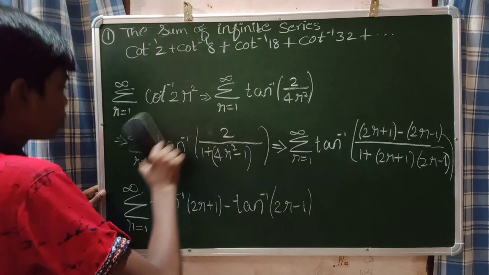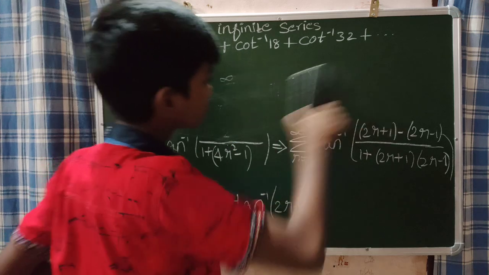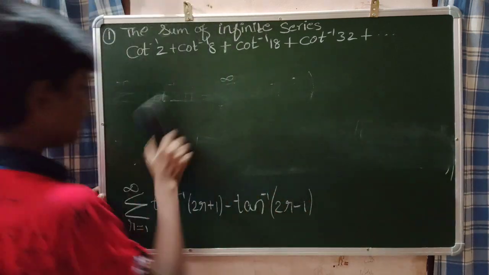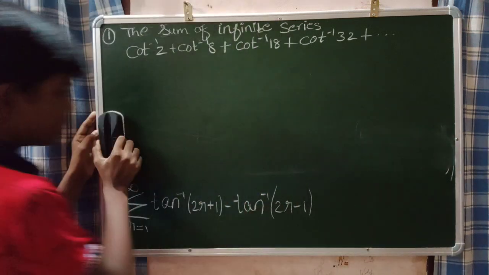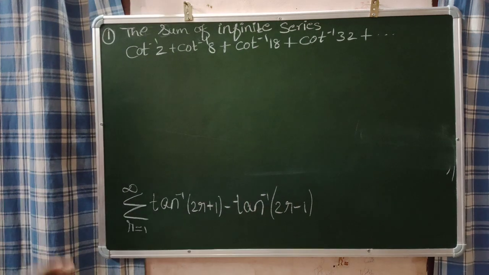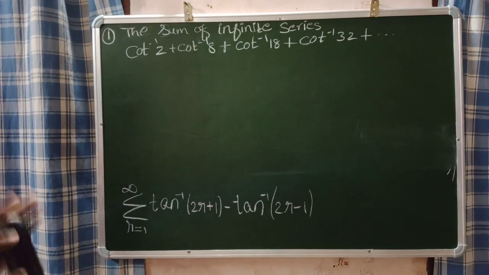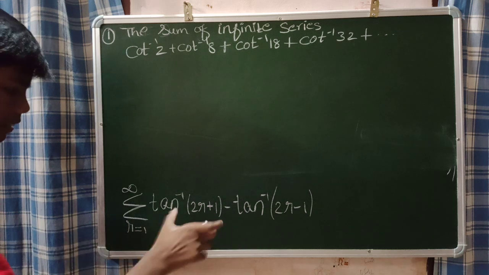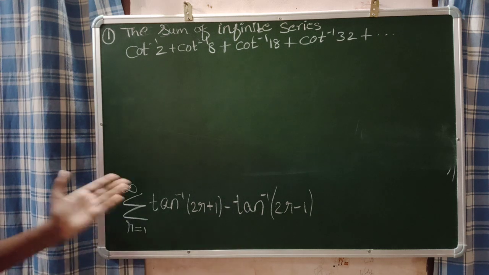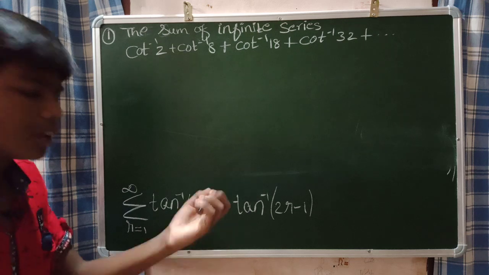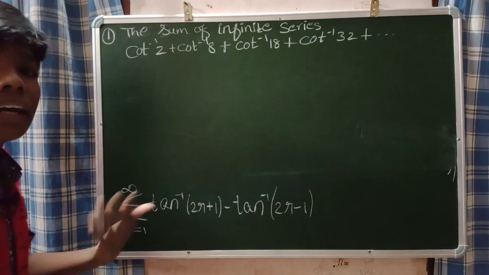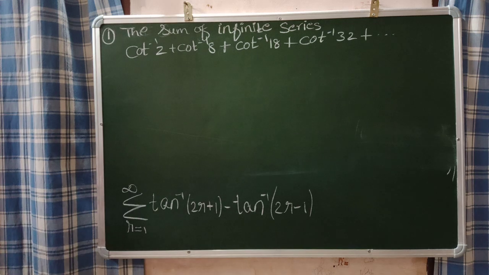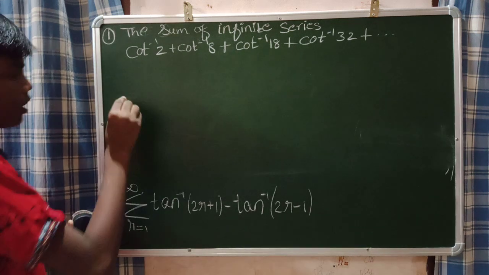Now I will rub out all the things which I wrote earlier, guys. Now see here guys, this is what we got. This was the summation which we got. Now what I'm going to do is open this summation. How I'm going to open means, put r as 1, put r as 2, put r as 3, up to infinity. So I'm going to put r as 1. When I put r as 1, what will you get?